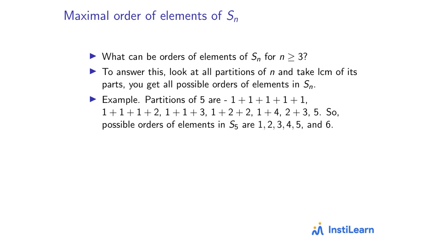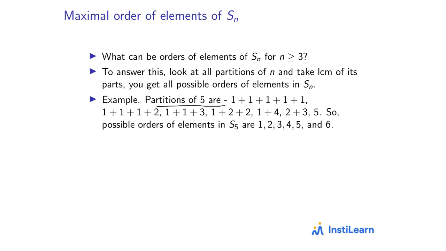Now again, using this fact, we can find the maximal order of elements of Sn. So Sn, we know, is not cyclic, so there is no element with order n factorial, that is the order of the group. Then what is the maximum possible order of an element in Sn? Okay, there is no formula as such for this, but using partitions of n, we can find it individually for any Sn. So how can we do that? So let's take an example.